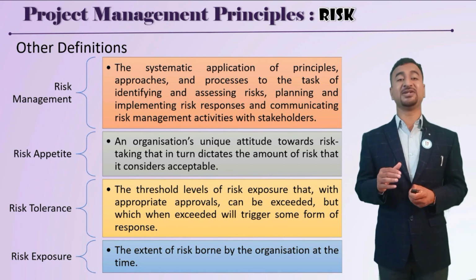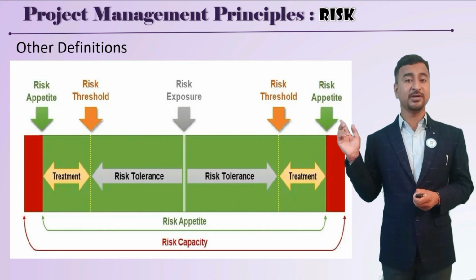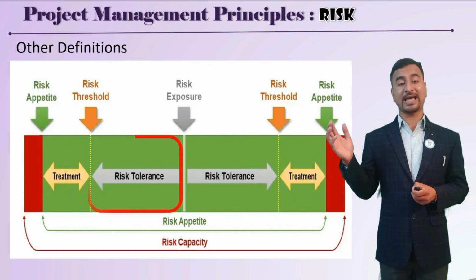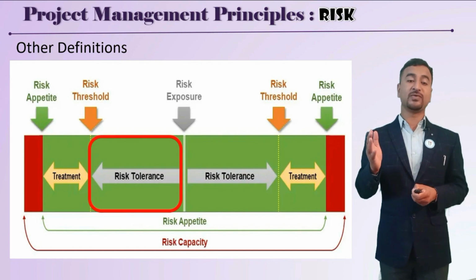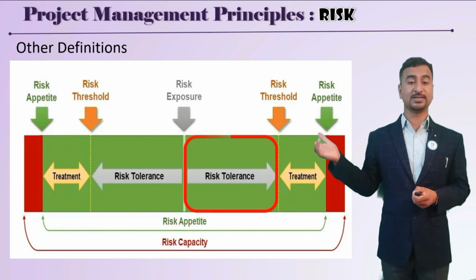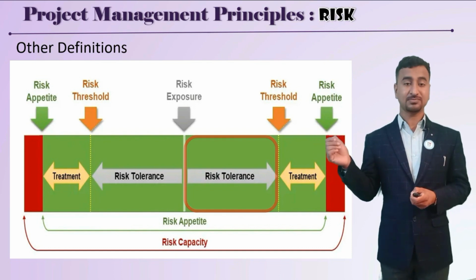Let's understand these definitions with some graphical representation. As you see in this particular diagram, we have the risk exposure, the positive risk tolerance limit here, and similarly the negative risk tolerance limit on both sides of the y-axis.